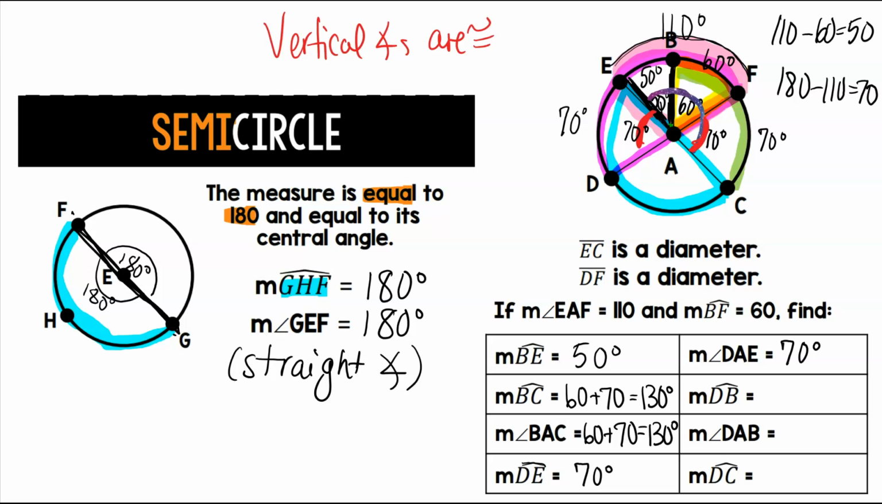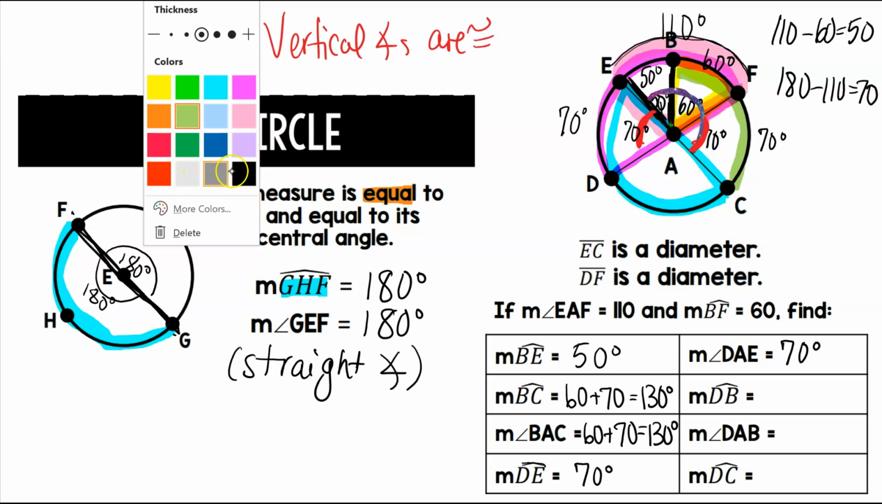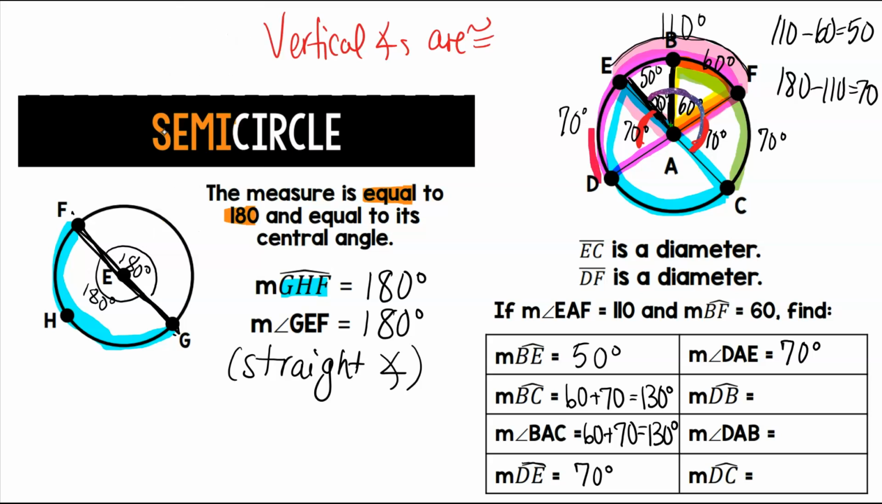Arc DB, again, if they don't use three letters, it's a minor arc, which means your answer needs to be less than 180, which means we're starting at D, and we need to head to B and be less than 180 degrees, so it would be like this. And we need to look for the central angles that make up that arc.